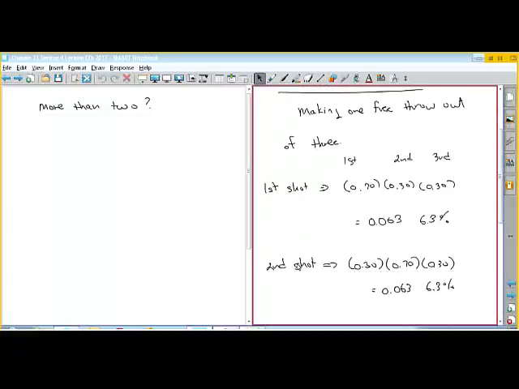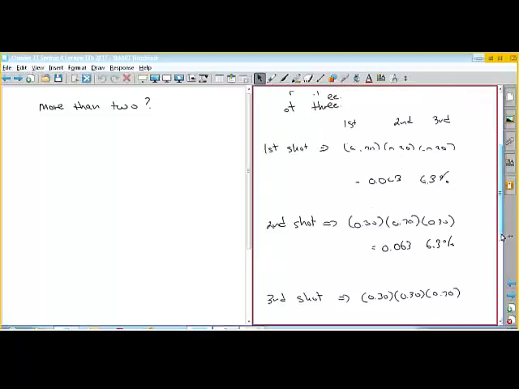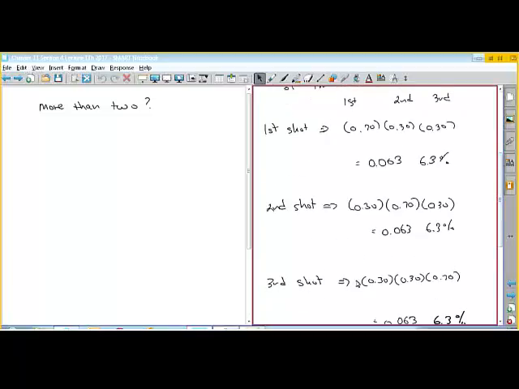And then you can look at the other 2 scenarios. The second scenario is where they make the second shot but miss the first and the third. To find the probability of that happening, you take 0.3 probability of missing the first, 0.7 probability of making the second, and 0.3 probability of missing the third. You multiply those together, you get 0.063 again. And finally, when you make the third shot and miss the first 2, the probability is the probability of missing the first times the probability of missing the second times the probability of making the third.